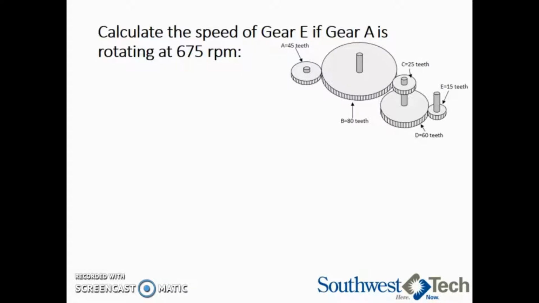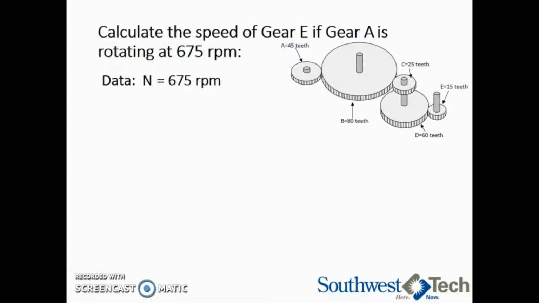This video is going to go through a gear train calculation. We need to calculate the speed of gear E if gear A is rotating at 675 revolutions per minute. First, we will write down each piece of information we were given. We know that the original driver gear, gear A, is rotating at 675 revolutions per minute.